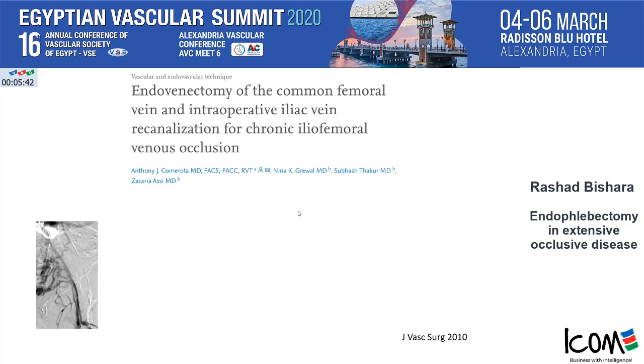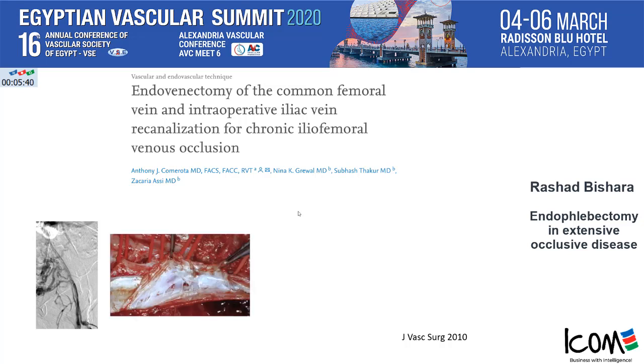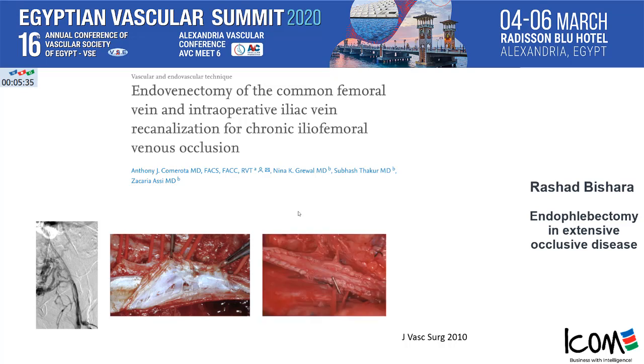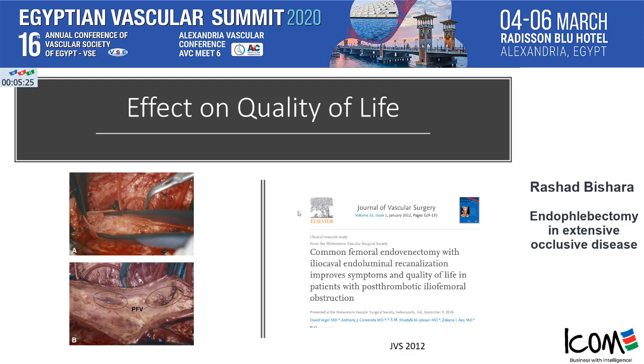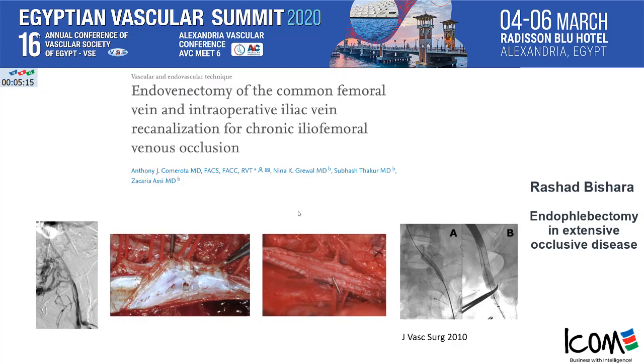That's a pre-operative image showing post-thrombotic change of the iliac vein. And that's the common femoral vein being opened up and the synechiae removed and then patched, and then the stent was applied. And this technique very rapidly became popular, and the same group 2 years later published a series of 10 patients where they reported on the good effect of this procedure on the quality of life of their patients.